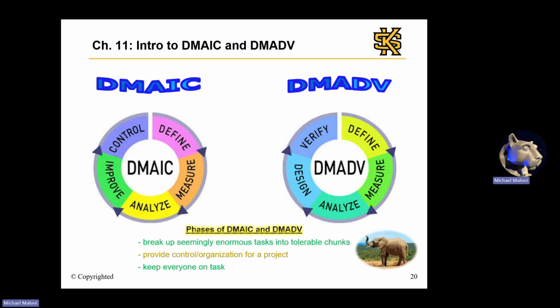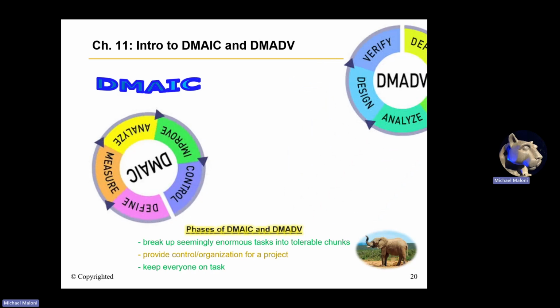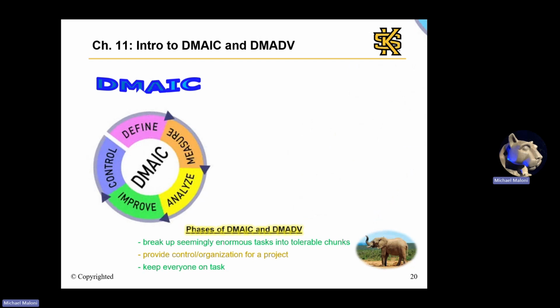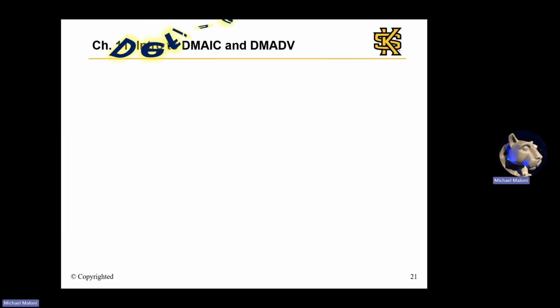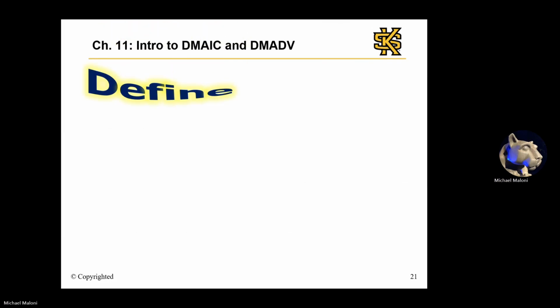So we'll now dig into the different steps, focusing initially on DMAIC. Remember, however, that the first three steps are the same for both DMAIC and DMADV. A DMAIC process starts with define, which is concerned with identifying the problem, defining the requirements for the project, and setting goals for success. And remember, define is the same for DMAIC and DMADV.